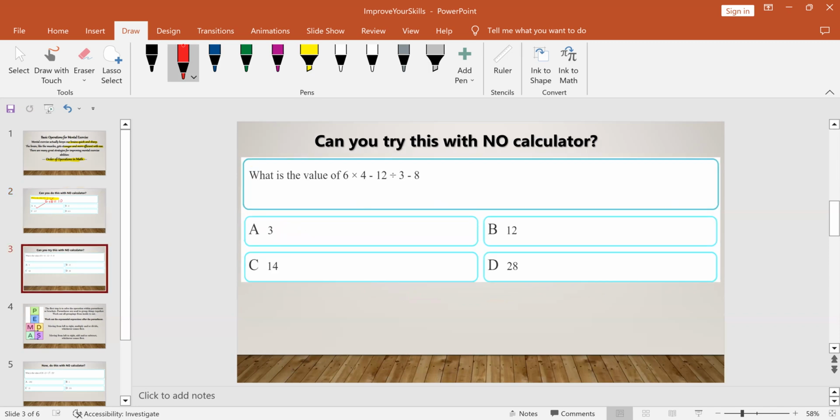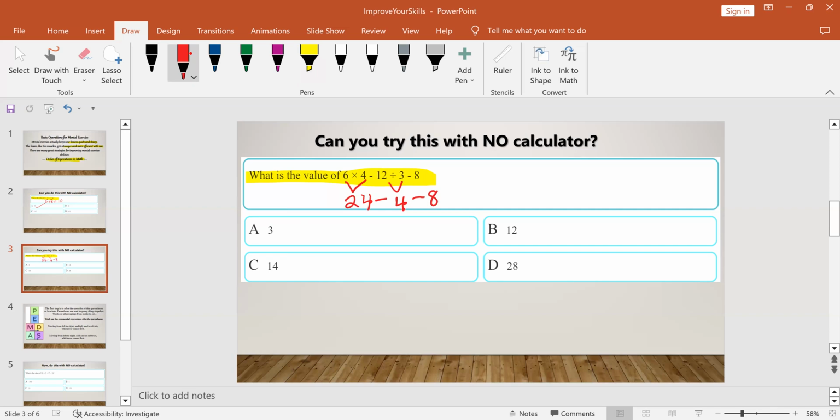The next question, can you try this with no calculator? What is the value of 6 multiplied by 4 minus 12 divided by 3 minus 8? We'll do 6 multiplied by 4, which is 24, minus we do 12 divided by 3, which is 4, minus 8.